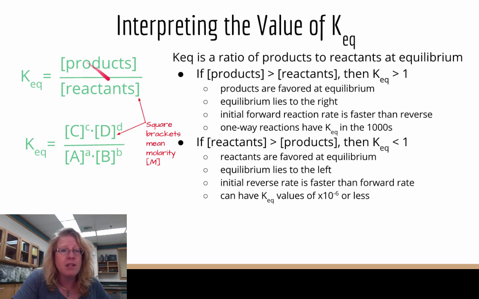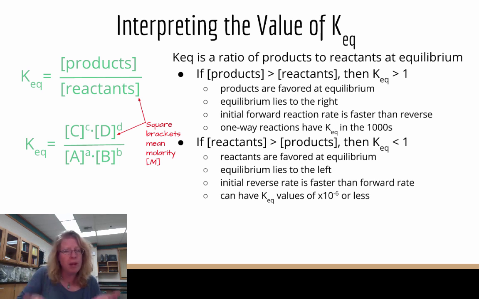Like 1 divided by 1,000 is going to be 0.001. It's going to be a small value for KEQ. So those KEQ values tell you which side's bigger or smaller. If KEQ is bigger than 1, that means the top part, the products, are winning and the forward reaction is working. If the KEQ is really small, that means the bottom of this ratio is winning. Our reverse reaction is the one that's going a lot faster, and it's the reactants that are favored.